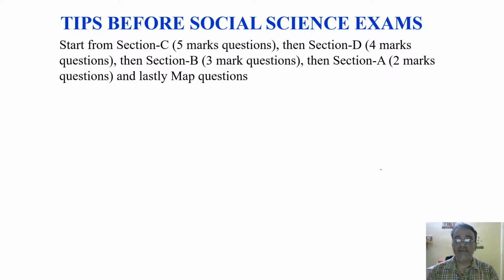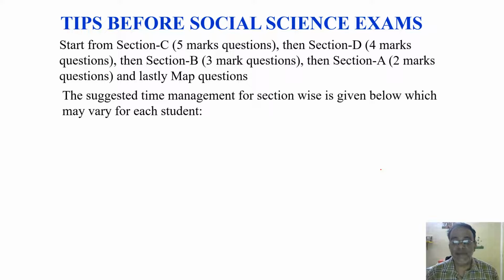Now the most important tip is time management. Start from section E, 5 marks questions, then section D, 4 marks questions, then section B, 3 marks questions, then section A, 2 marks, and lastly map questions. This is my suggestion. You can go through the reverse order also.